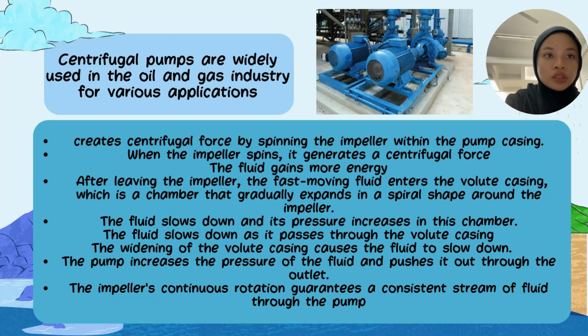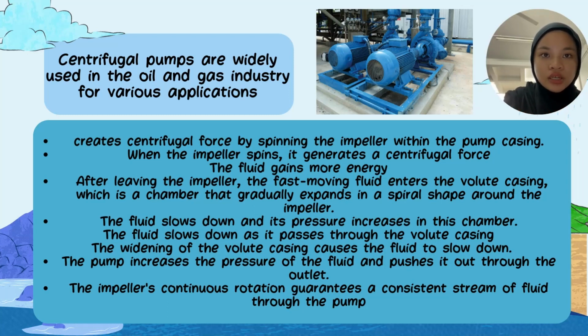So the fluid slows down and its pressure increases in this chamber. The fluid slows down as it passes through the volute casing, converting its kinetic energy into pressure or potential energy. The widening of the volute casing will cause the fluid to slow down, which results in an increase in pressure. The pump increases the pressure of the fluid and pushes it out through the outlet.